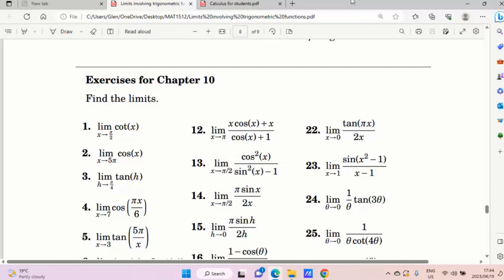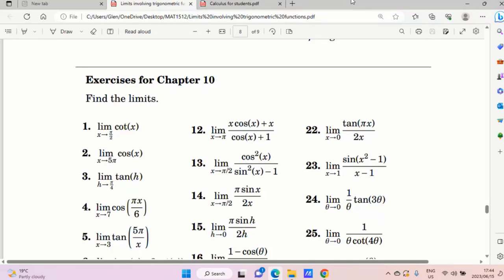Paulina, what did you get? Paulina, can you see it? Yes, sir. Is it Kanyisile? Yes, sir. Thank you, Kanyisile. What did you get as an answer? So I got negative √3. Negative √3. Yes, sir.